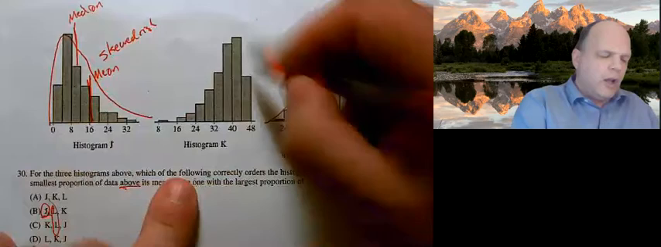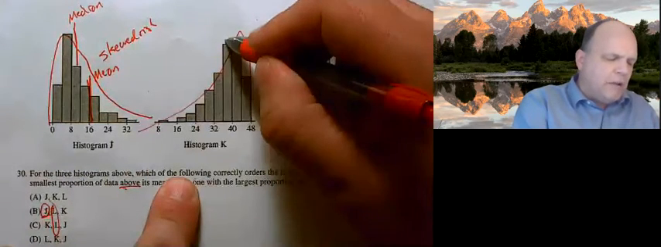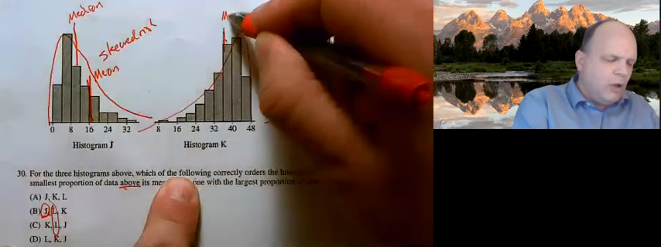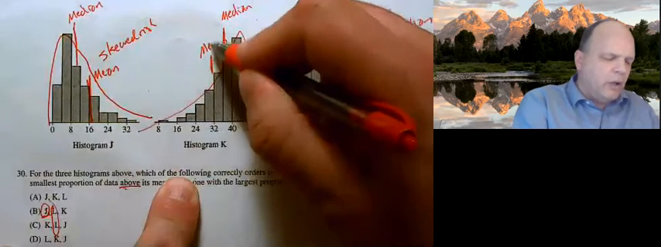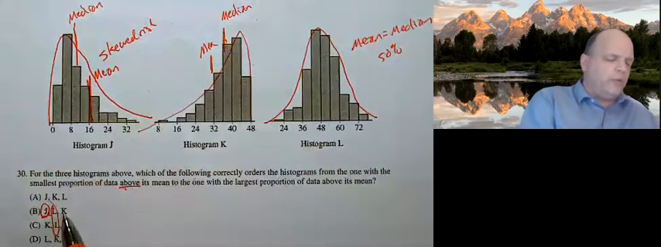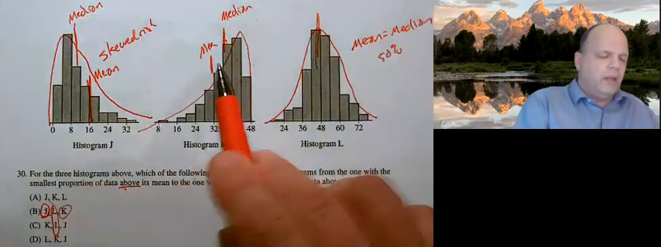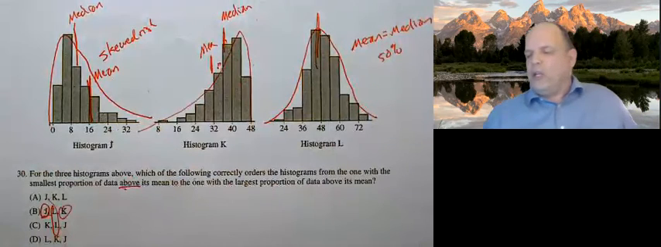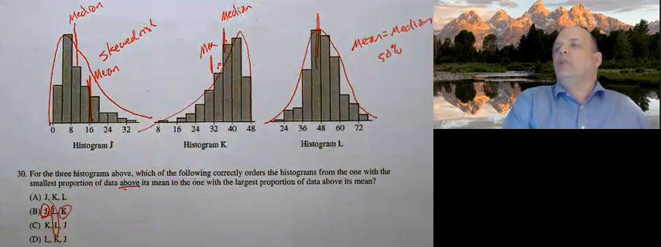So looking at K, here we are skewed to the left. And if my median is here, 50% are above it, let's say my mean is here. This means more than 50% are above it, because this is 50%. So more than 50% are above the mean, so K has more than 50%. This one has 50%. K has more than 50%. This one has less than 50%. So number 30 should be letter B. Okay. And we'll get the next ones in the next video.